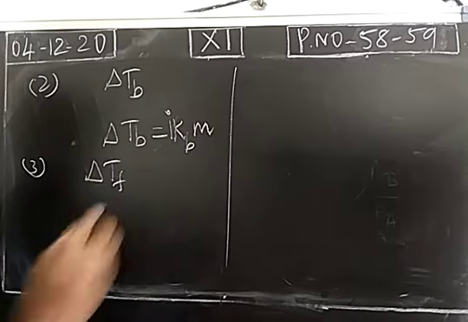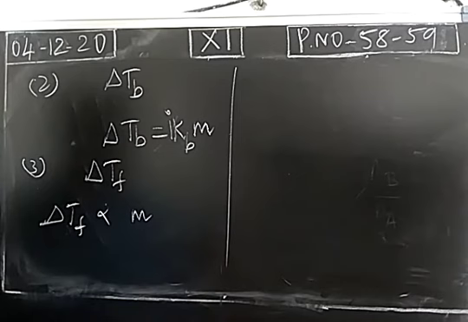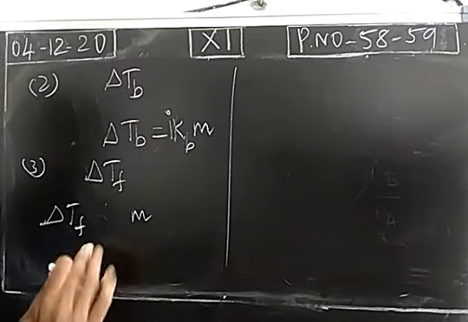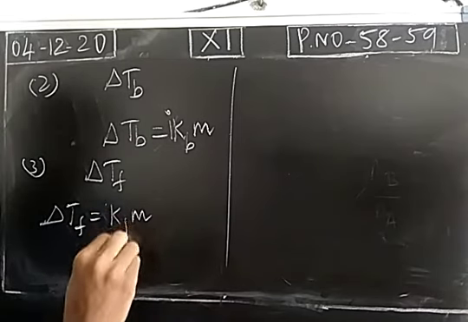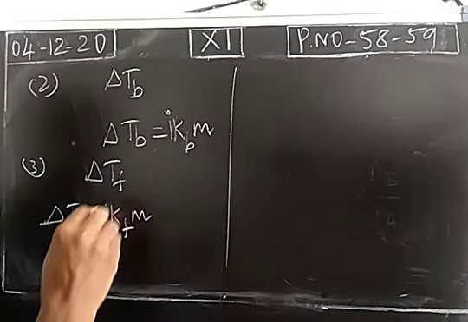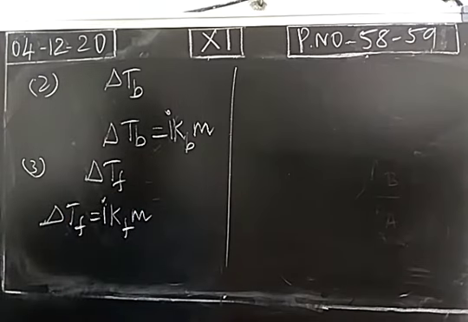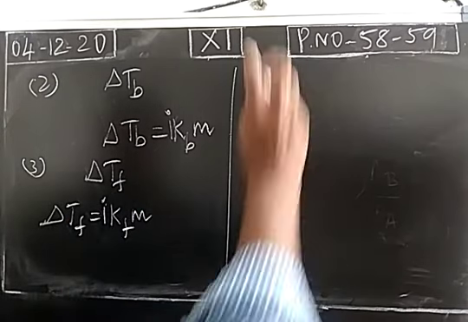The third colligative property is depression in freezing point. Symbol delta Tf. Depression in freezing point is directly proportional to the molality of the solution. Proportionality is removed by introducing a constant Kf. If there is an association or dissociation in the solution, we include van't Hoff factor. This is the expression for depression in freezing point.